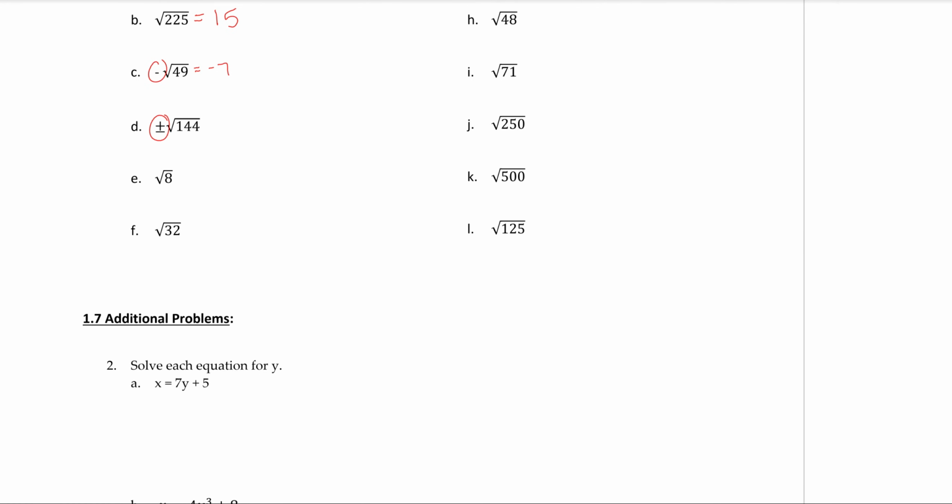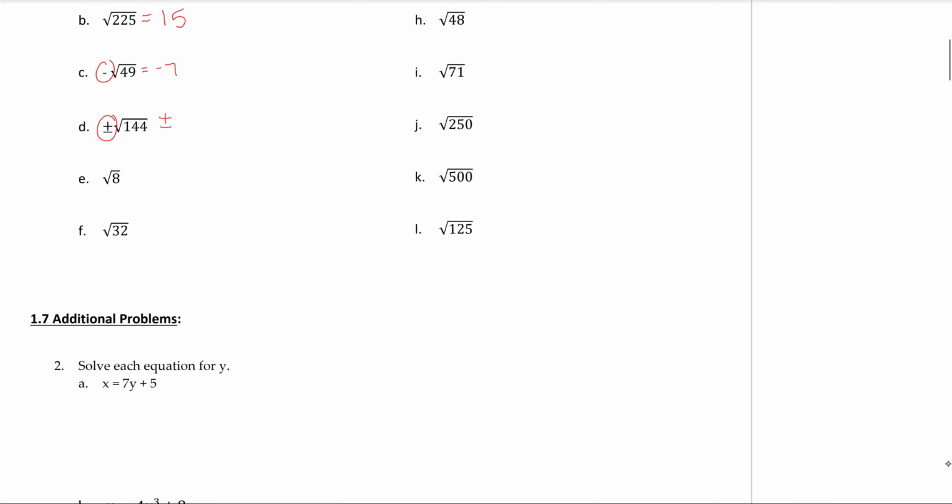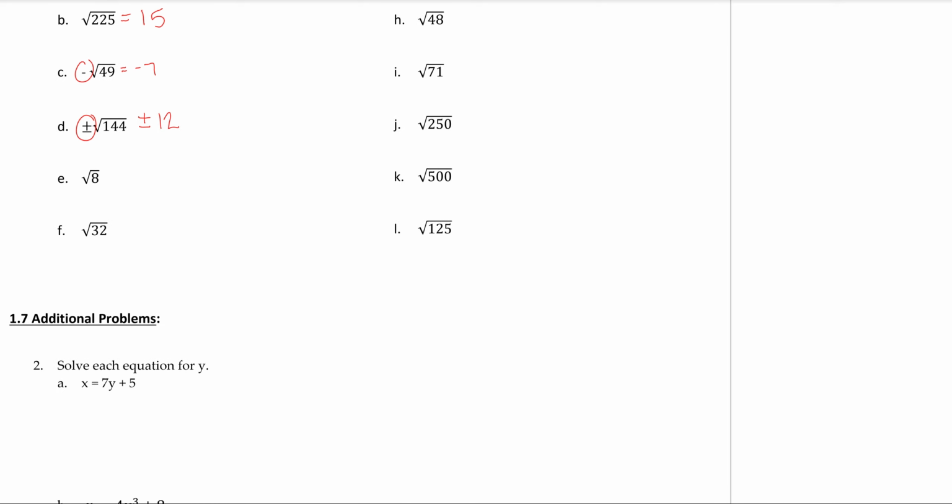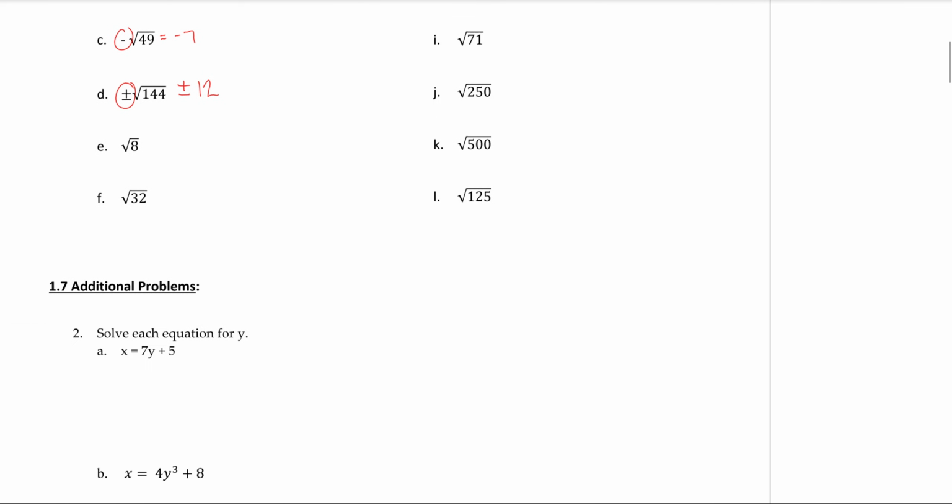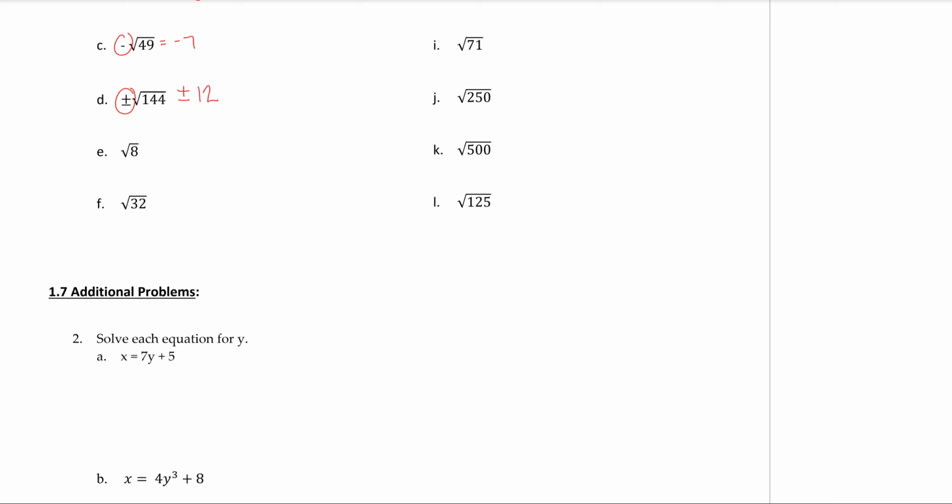Again, for D, I look and notice that I have a plus or minus, so I know my answer, no matter what, is going to have a plus or minus in it, and the square root of 144 is 12. E, I plug it into my calculator and I realize I get a decimal. Well, this is when we're going to go about simplifying radical expressions.